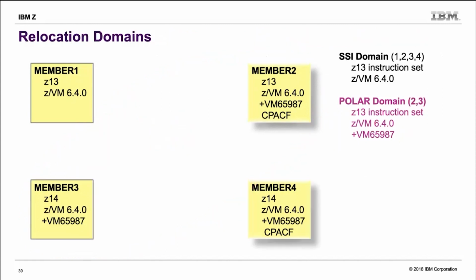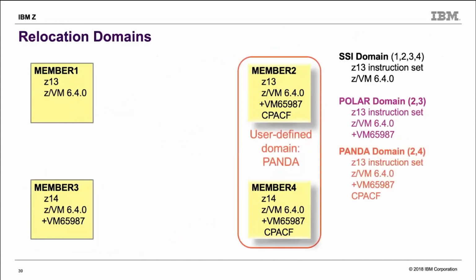Now let's define another one. This one we're going to call Panda. Again, same exercise. Here we're running the Z13 instruction set. We get guarded storage, and we also get CPACF. So this domain includes all the software features that we can possibly have. And so the only difference between the 2 members is the hardware level, which we have to keep at a Z13 instruction set because of that maximal common architecture requirement, right? So here, a guest could take advantage of both the guarded storage facility and CPACF and still be able to freely relocate between members 2 and 4.